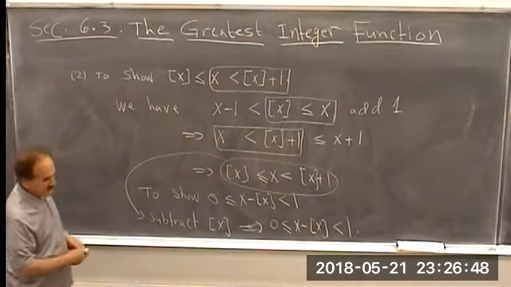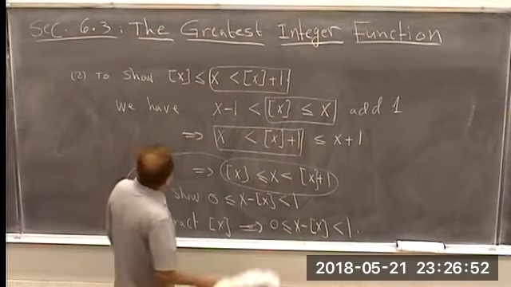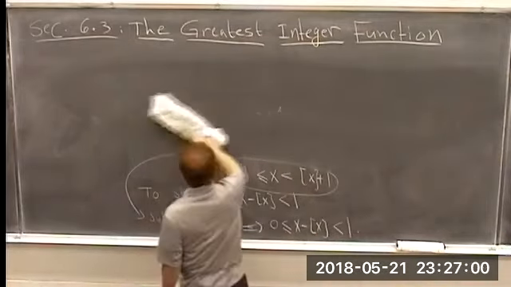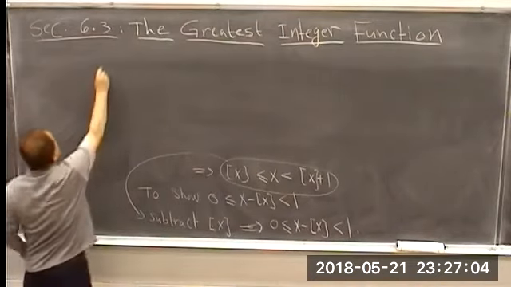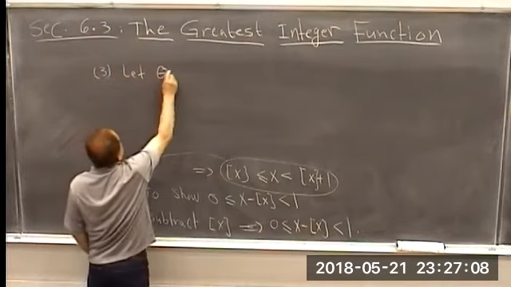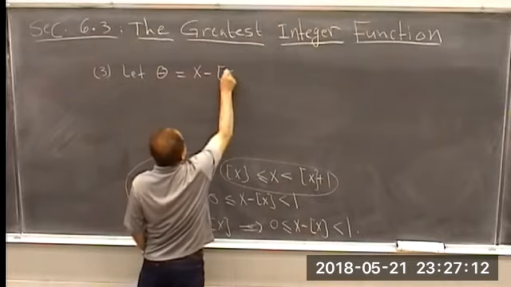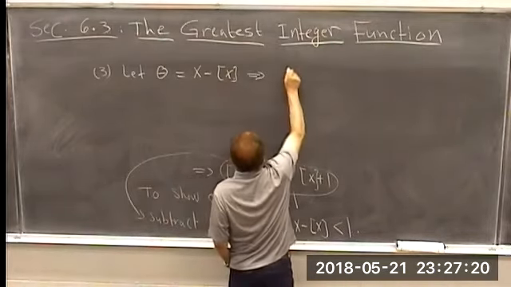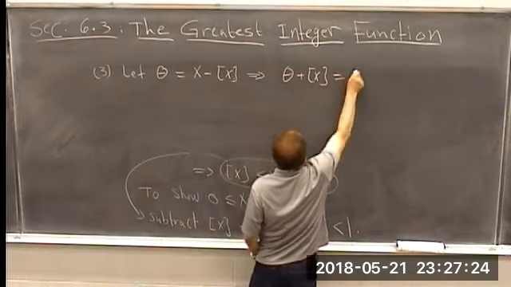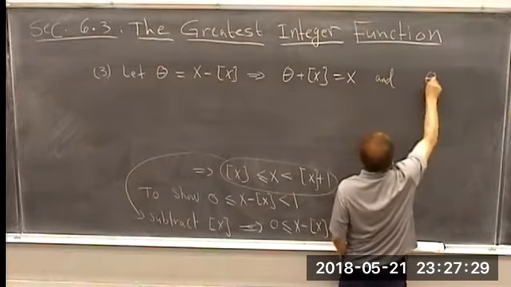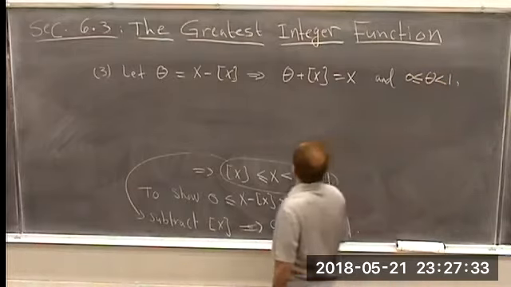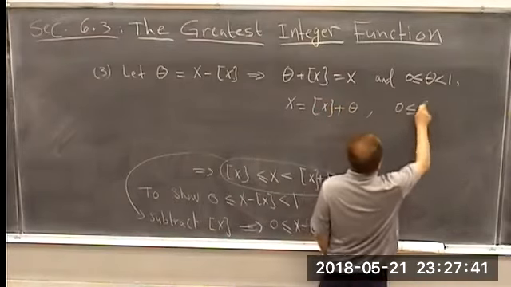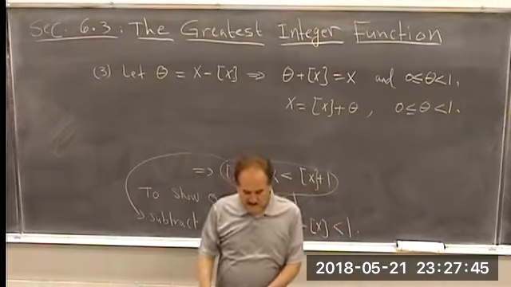All right, this is what we call the fractional part, and this is what we need to show for number 3. All we have to do is to name this theta. So for 3, theta equals x - floor(x). This implies that theta plus floor(x) is equal to x, and theta is between 0 and 1. In other words, we could write x as floor(x) plus theta, and again, theta satisfies this. All right, so there is nothing to this.